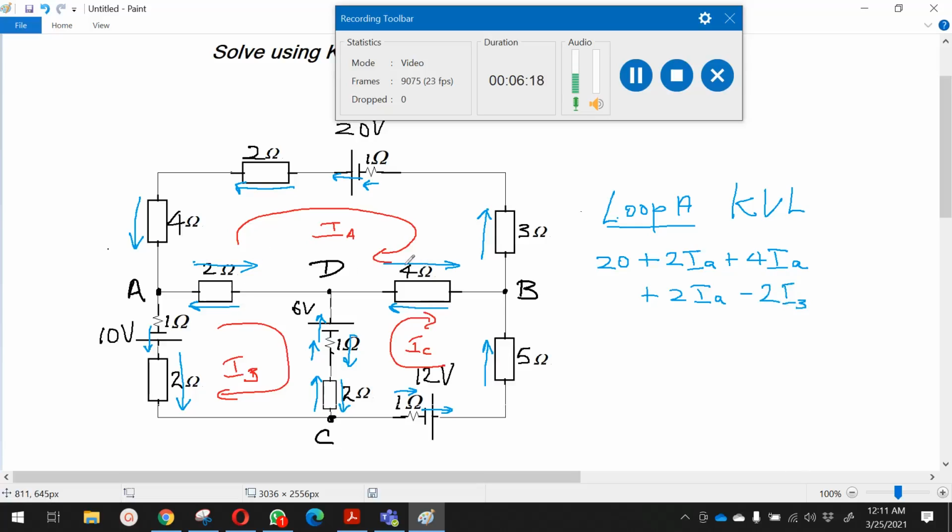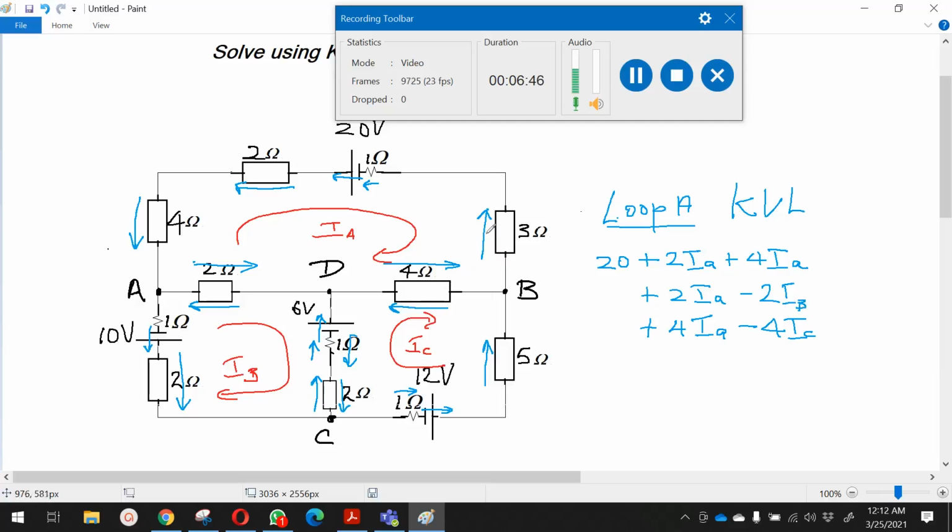Continuing, I have 4IA plus 4IA, and then I have another voltage in that same 4 ohm resistor going against it, so I'll say minus 4IC, that's B.